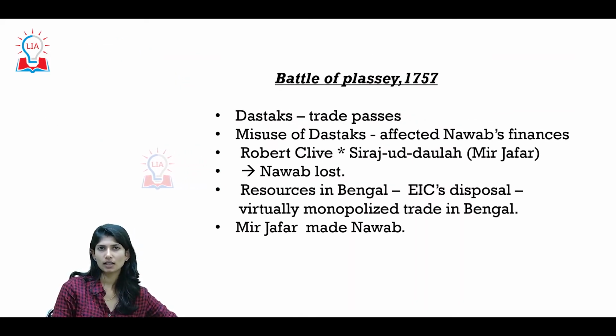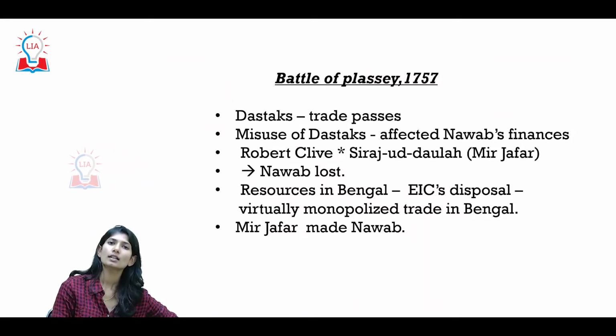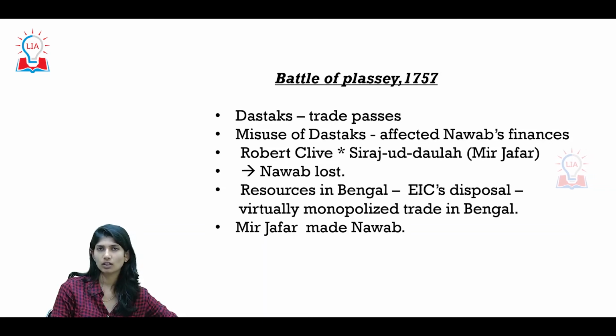Your Battle of Plassy is where dustaks, or trade passes, as they were called, were issued. These English officials started misusing these dustaks, which affected the Nawab's finances. At this point of time, Robert Clive, from the DEIC side, and Sirajud-Dowla, being the Nawab of Bengal, come and fight. Robert Clive makes a pact with Mir Jafar, a right-hand man of Sirajud-Dowla.